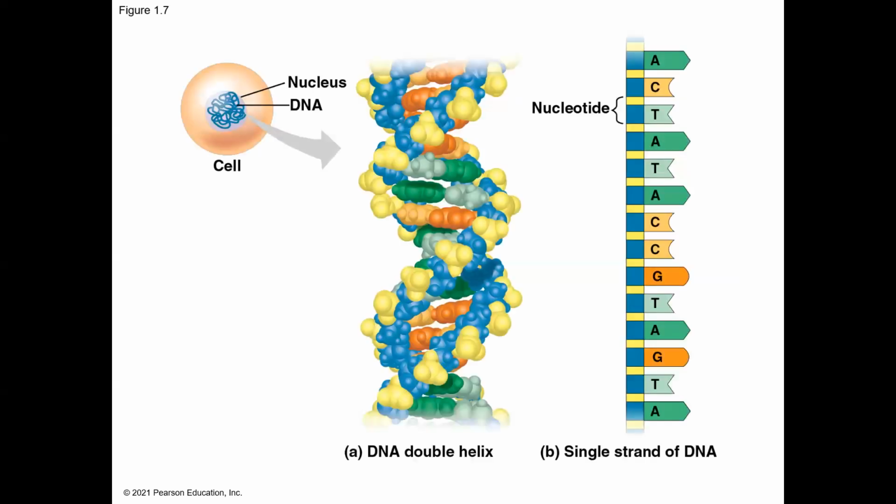But for right now, just realize that DNA is a molecule made up of nucleotides. Here are some models of what DNA can look like. There's the double helix model, in particular what we call a space-filling model, which shows the actual space of the molecules. And then you have your single strand of DNA model, which shows you one side of the DNA molecule and the letters of the nucleotides.